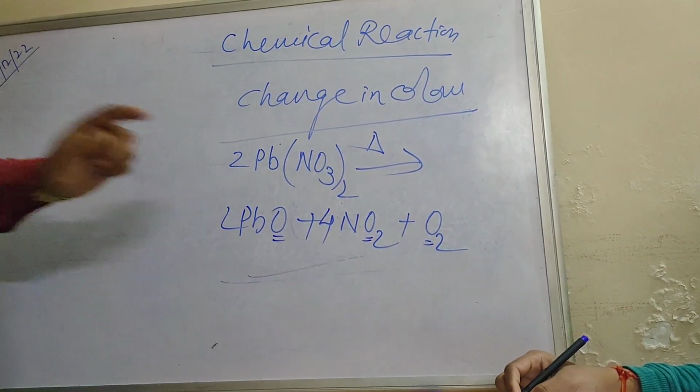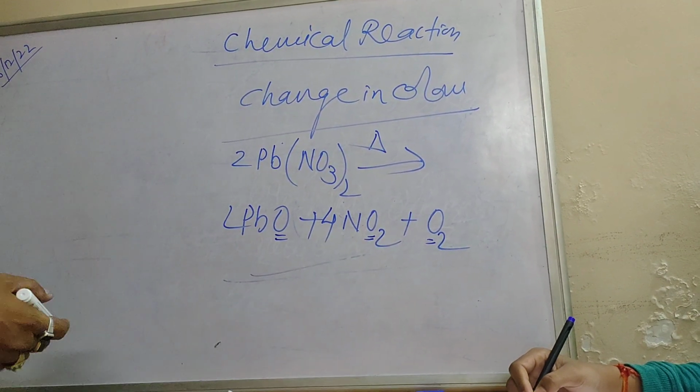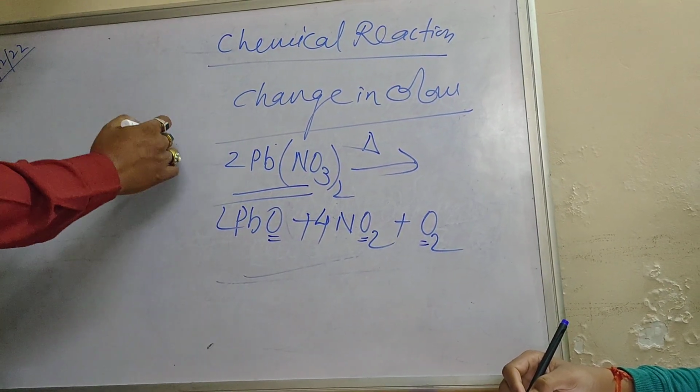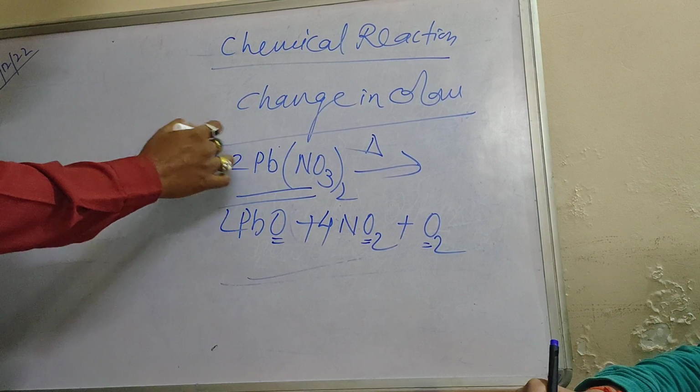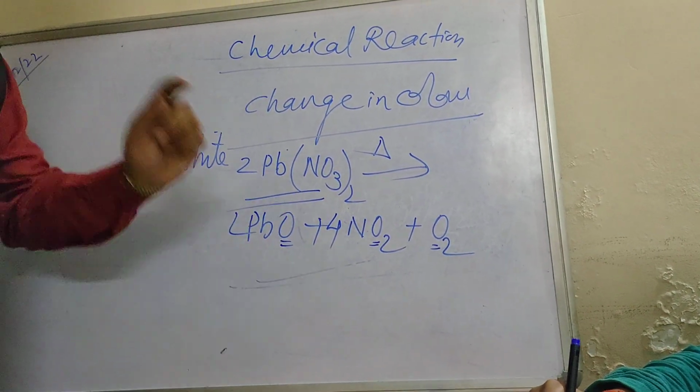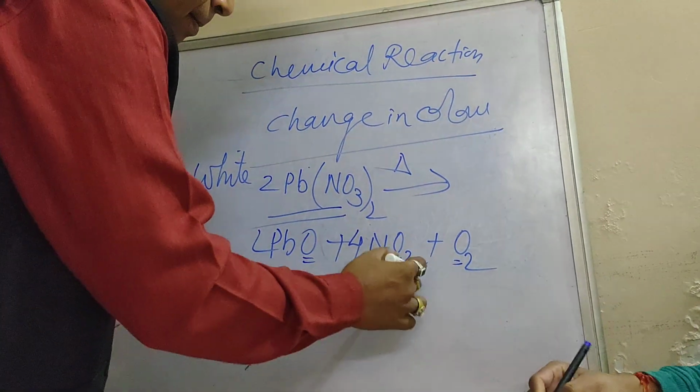As you can see, I was talking about the color. Lead nitrate before the reaction is white in color, but after the reaction, when it forms the product, it becomes yellow.